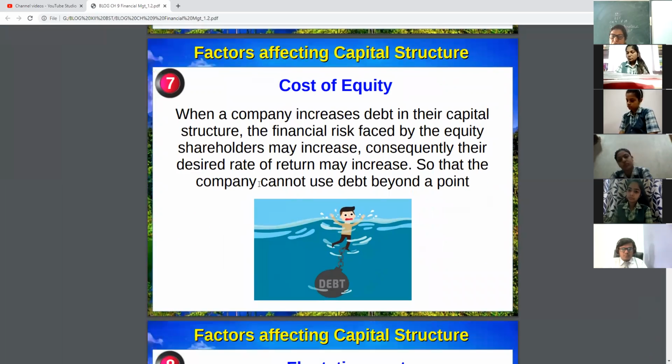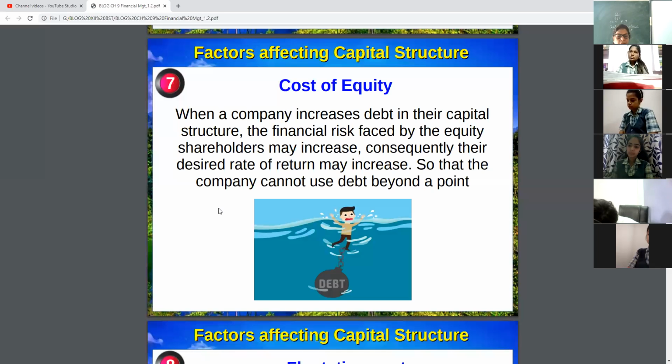Equity means share capital, equity share capital, reserves and surplus. When a company increases debt in their capital, the financial risk faced by the equity shares may increase. Because the company has to pay interest on debt first, then the remaining amount will be available to equity shareholders. That's why the company cannot use debt beyond a point. Up to a limit, a company can use debt.